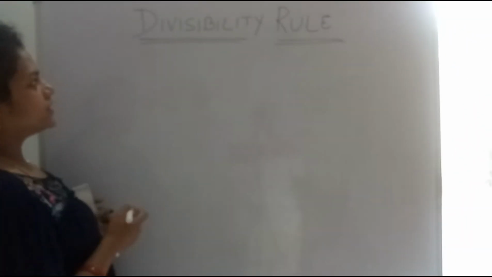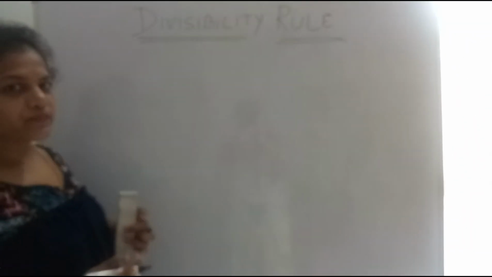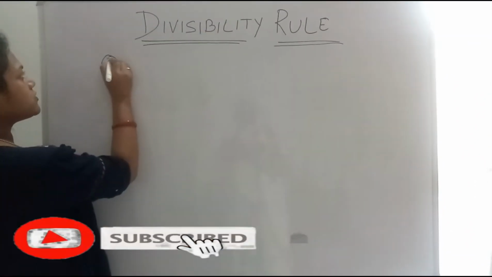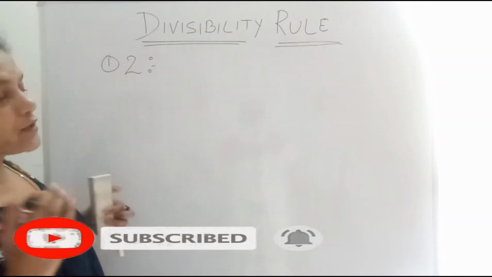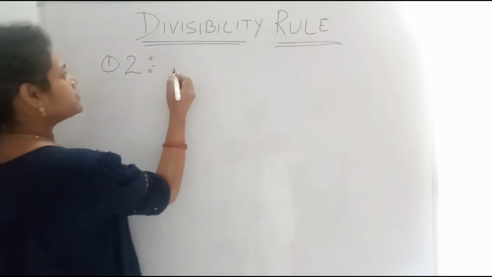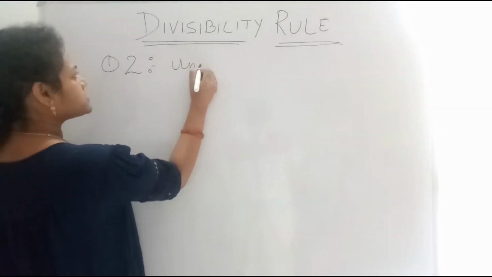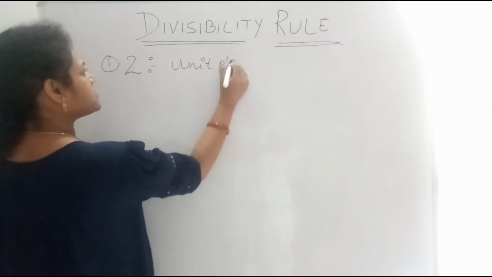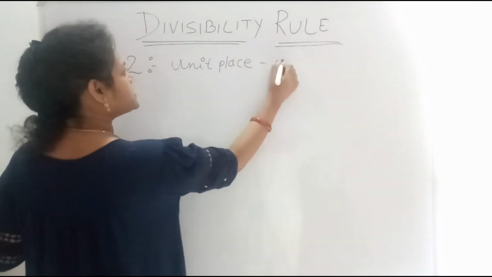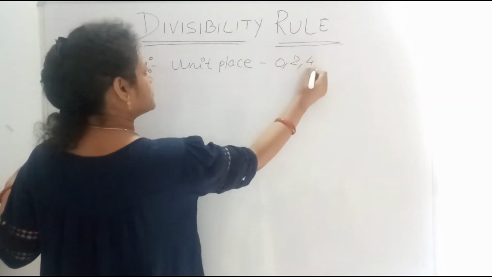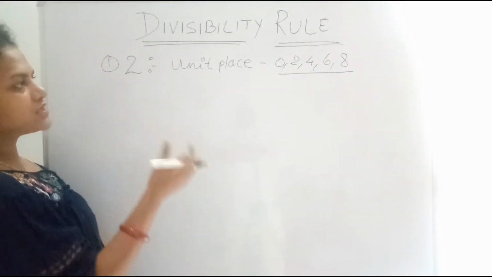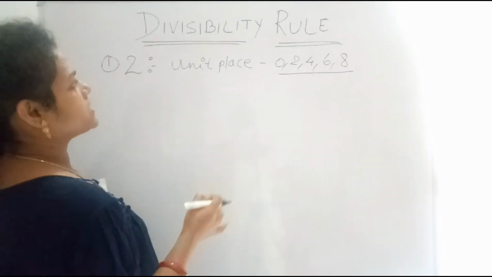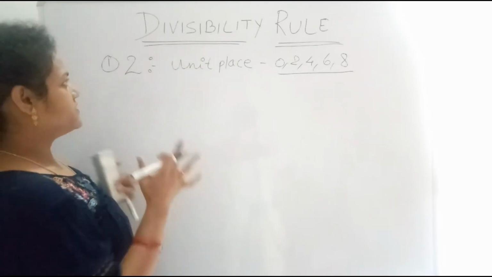So, coming back to our video, that is the divisibility rules. In this we will see the first rule, for the number 2. For 2, the rule is that you have to see the unit place. The unit place should contain 0, 2, 4, 6 or 8. If you find such a number in the unit place, then we can say the number is divisible by 2.